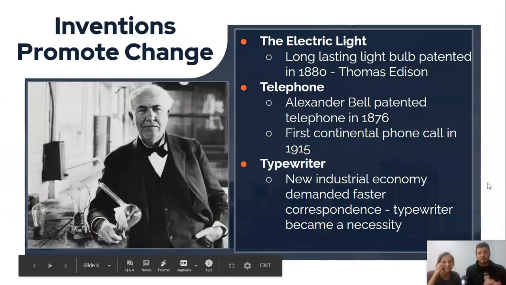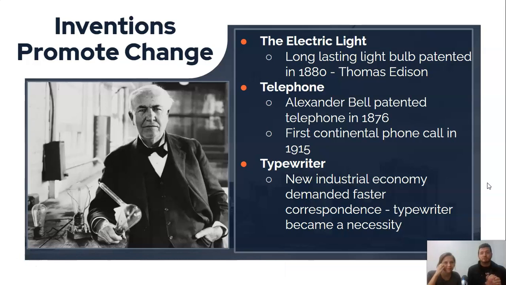So next one is talking about inventions. So inventions are going to promote change during this time. Again, everybody knows about Thomas Edison and the light bulb. Again, he failed thousands of times trying to create a long-lasting light bulb. Finally, he does in 1880.